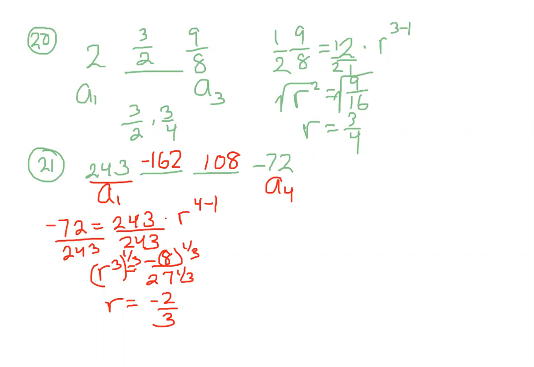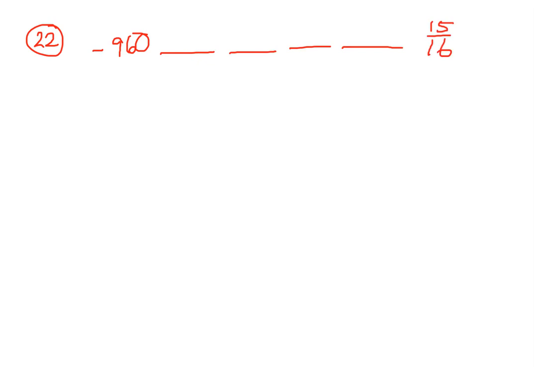And the last one is a lot, so I'll get a new page. Number 22, we've got -960, and we're looking for 4 means, and we have 15/16. Oh, that doesn't look fun. A1, 2, 3, 4, 5, A6. So we take A6 equals A1 times R to the 6 minus 1. And we go ahead and do this.